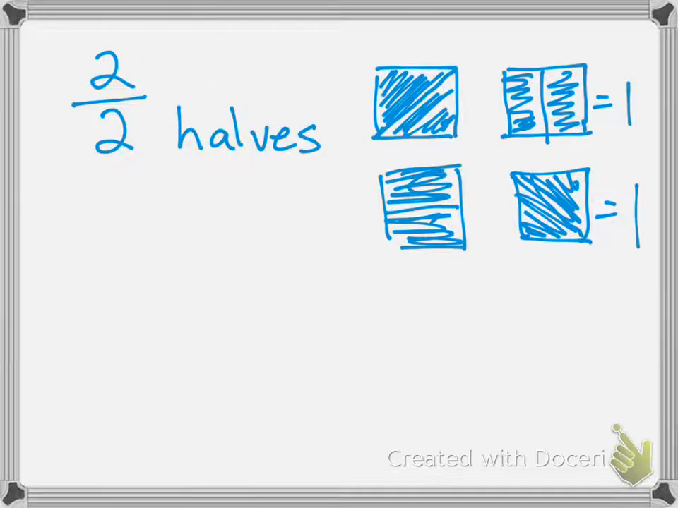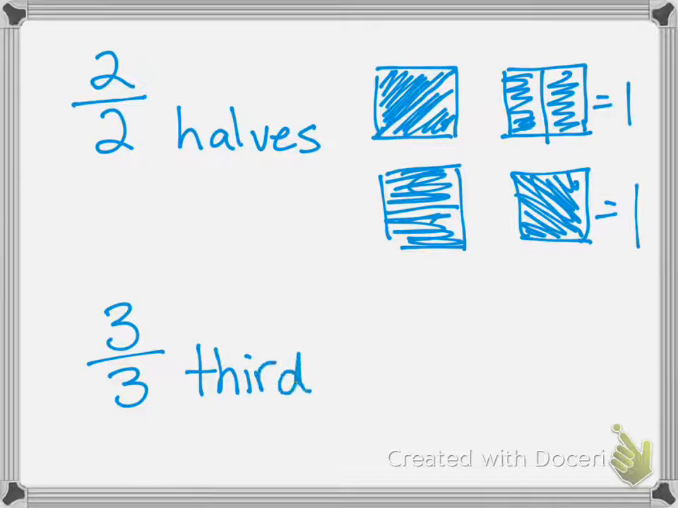All right, let's try that with thirds. Thirds are sometimes a little bit harder to draw or to figure out how to do them equally. So we are going to say here that we have 3 thirds, which should equal 1 whole item. So let's try first of all a circle. So pause the video and divide that into 3 equal parts.